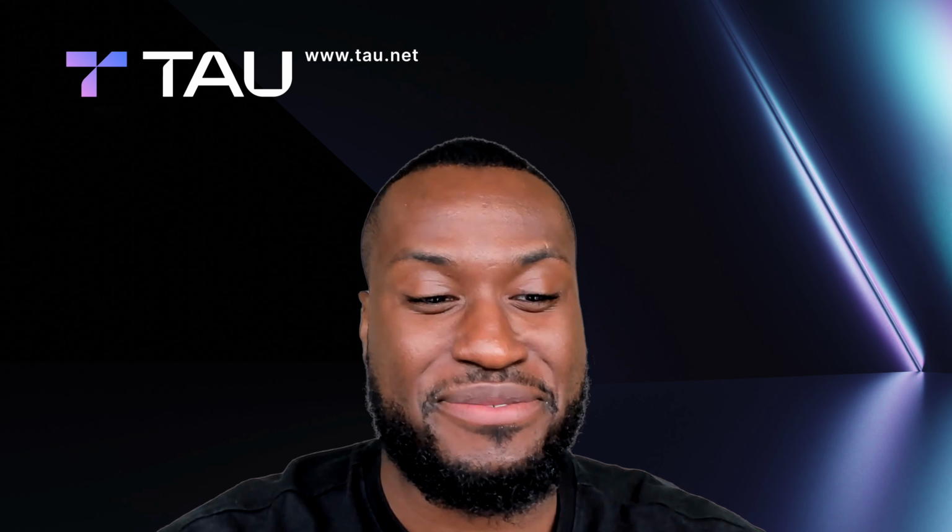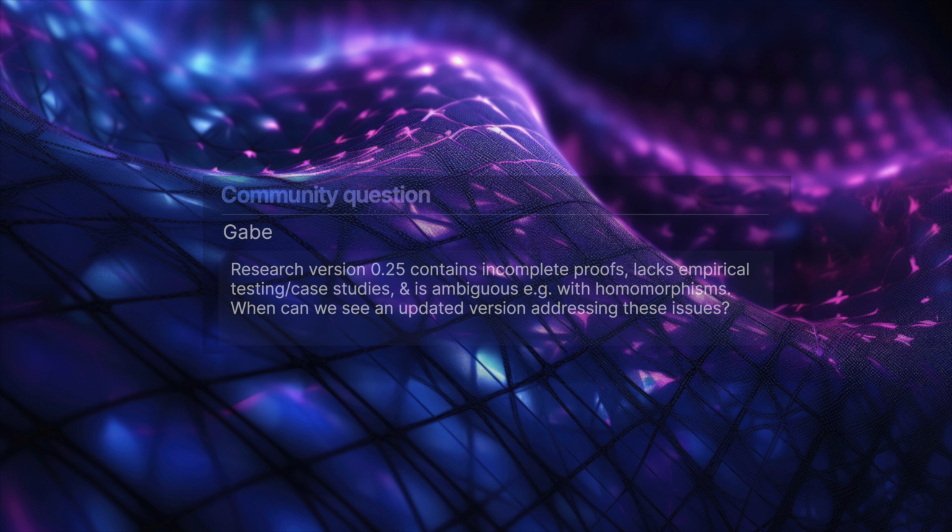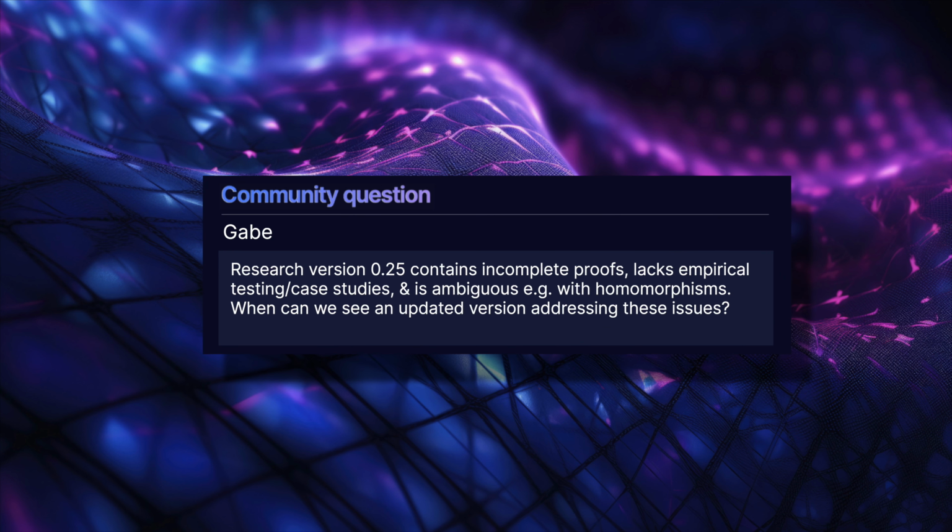All right, fantastic. Thanks, Ahad. And the next question is from Gabe, and he asks, research version 0.25 contains incomplete proofs, lacks empirical testing and case studies, and is ambiguous, for example, with homomorphisms. When can we see an updated version addressing these issues? That's right. It's very drafty, although some parts, maybe the important parts, are well written, are correct, at least in this sense. But yes, it's a lot of effort to bring everything to a final form, and it is not in priority. The priority is, of course, to release the products now.